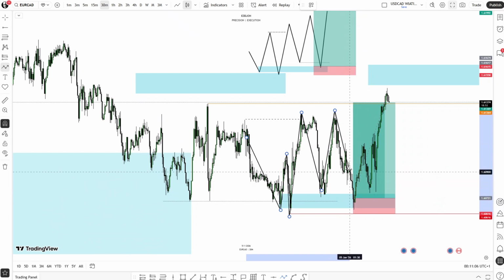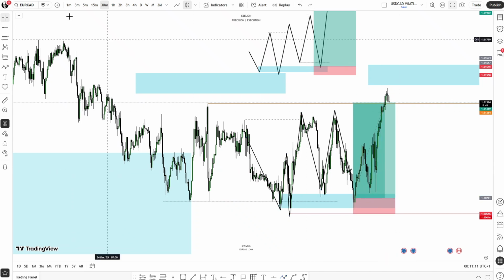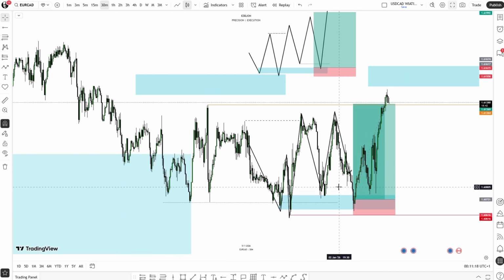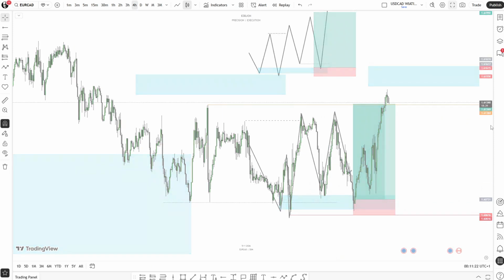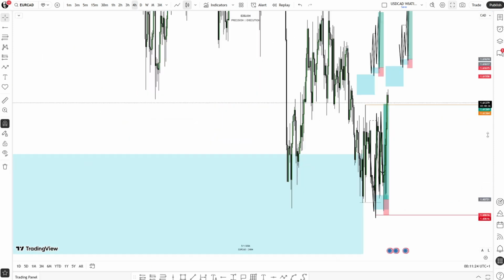But before we take this trade, we want to do a couple more things. And what are those things? We want to go to the intermediate time frame to see if it is occurring in a valid key level. Since this trade was taken on the 30 minute or 1 hour time frame, you can go to the 3 hour or 4 hour time frame to see if it's occurring in a valid point of interest.